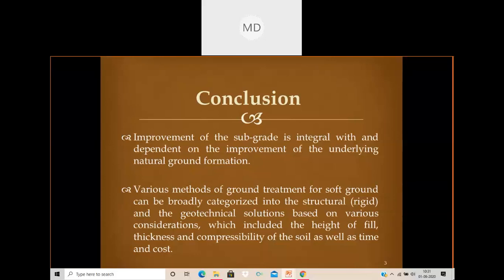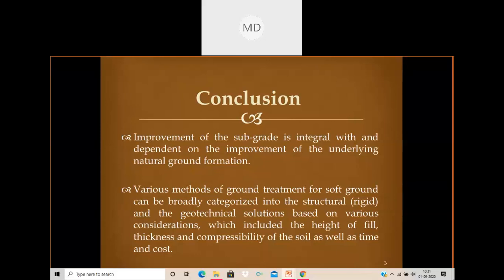But these techniques of improving the soil can be used only if the depth of the weak deposit is up to a certain limited depth. If the depth exceeds very much, the limit is given according to the IS code as 15 meters. So if the depth exceeds that, then we should not actually go for improving the soil quality.